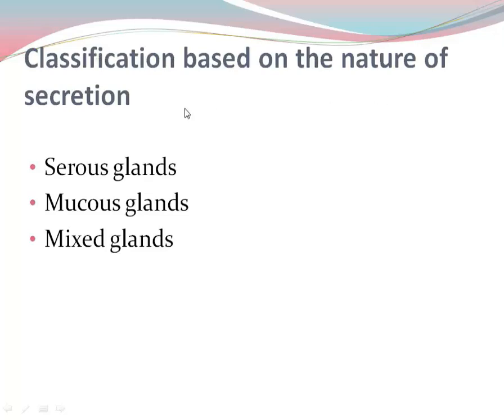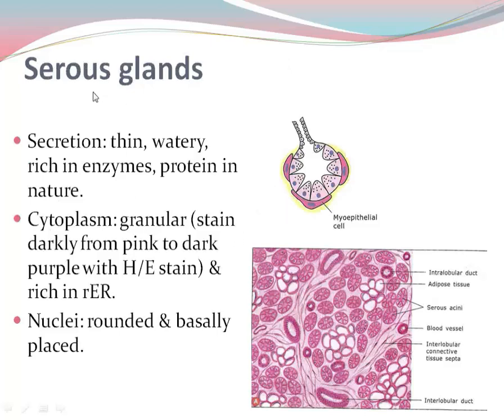We are still discussing the classification of glands. Already we have seen classification based on the shape and then the type of secretions. Now, the nature of secretions: serous glands, mucus glands, and mixed glands. So this is the chemical nature of what they are releasing outside. The serous gland secretion is thin, watery, and rich in enzymes and protein in nature. So most enzymes are secreted in this kind of gland.